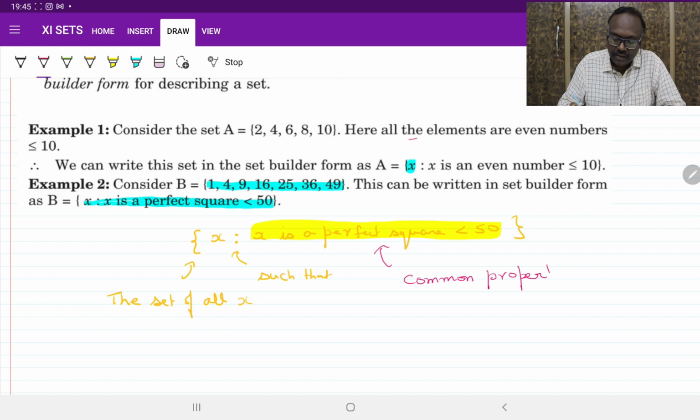Common property. So these are the things we should keep in mind when writing the set builder form. First, for the given elements we have to identify the common property possessed by all the elements, by which they are together. That property has to be written in braces. We start by opening the braces, write down the variable, and read it as the set of all the variable, followed by a colon, which means such that, and then we write the common property.